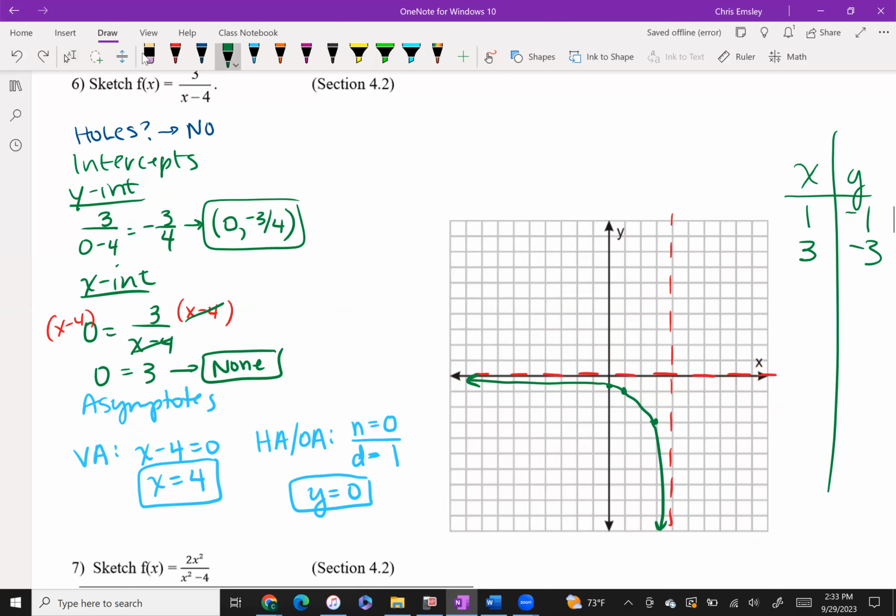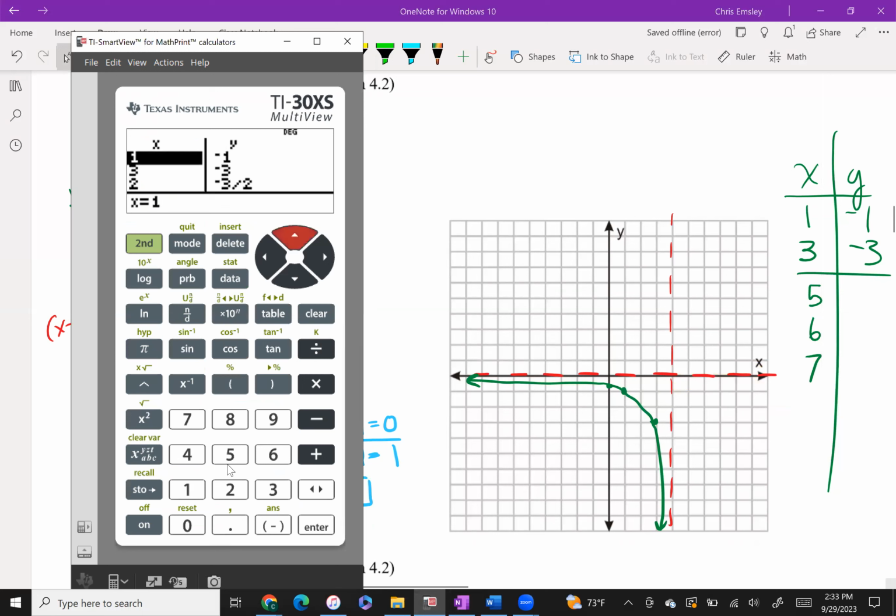So we do want to choose some more x values. Not x equals 4, because we have an asymptote there. It's undefined there. That's excluded from our domain. So maybe how about x equals 5 and 6 and 7? I'm going to go back to my calculator because I still have that function in there, and I can just go ahead and enter 5 and 6 and 7. So nice and handy. So 3 halves, and 1.